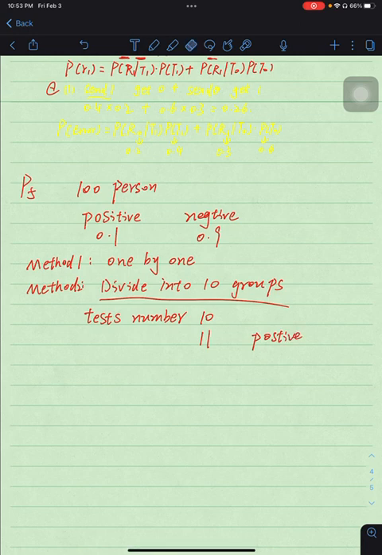I'm sorry, I made a mistake. When we at first make one test for the 10 mixed blood, and if the blood is negative, that means all people are negative. So that means we need only do one test. And if the blood is positive, we need to do 10 more times, one by one, for this group.